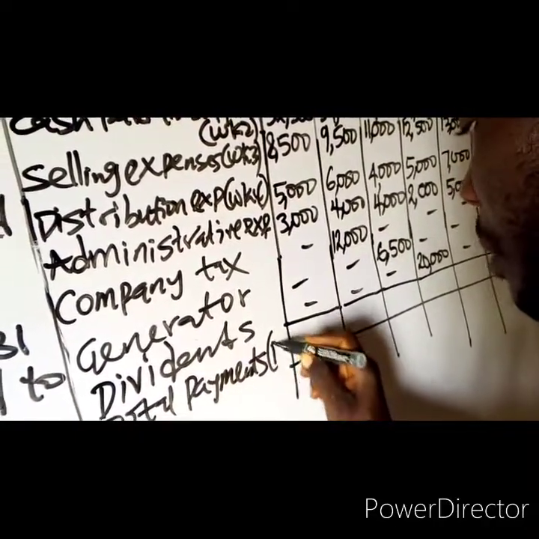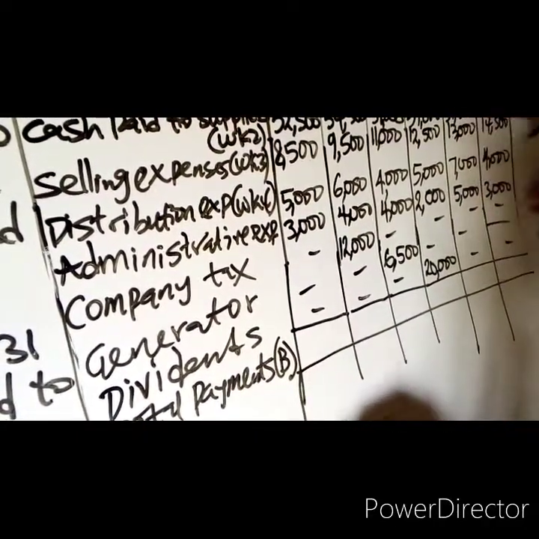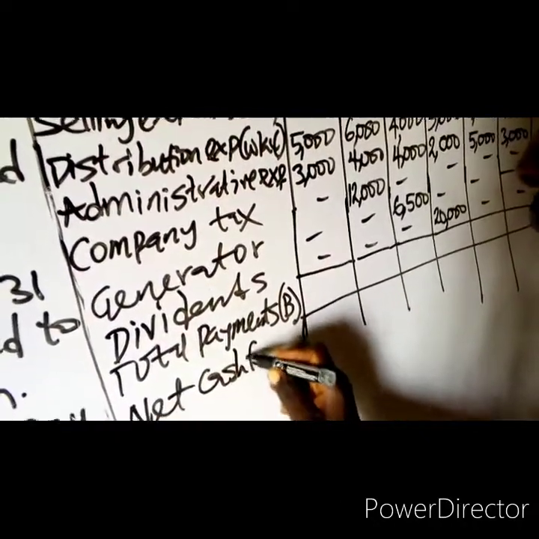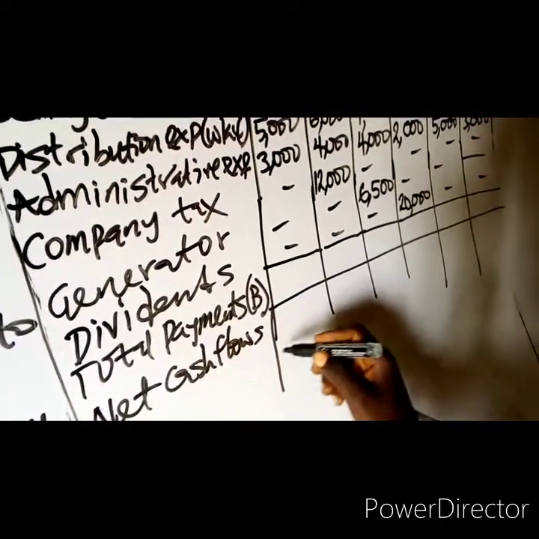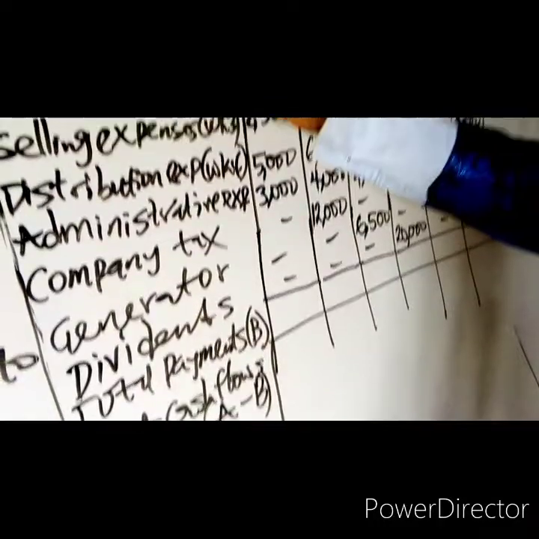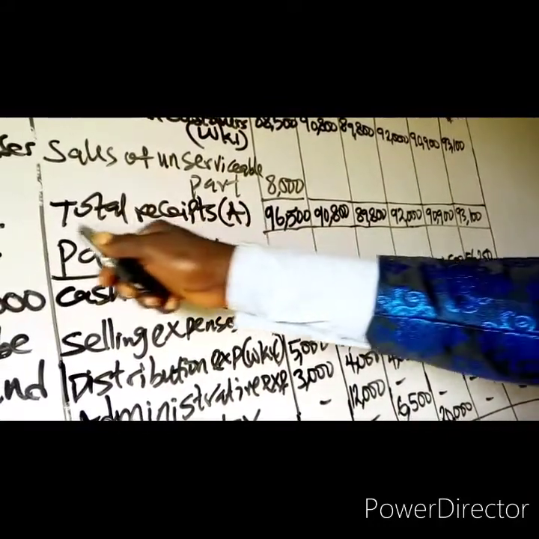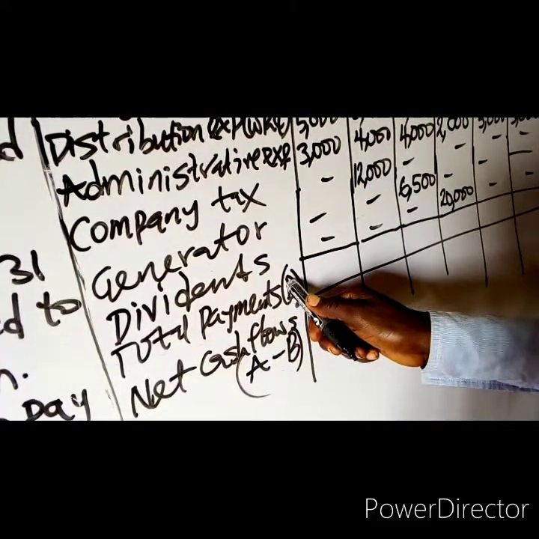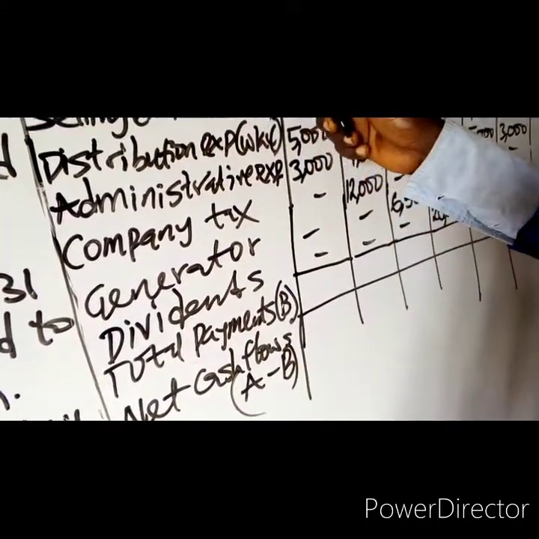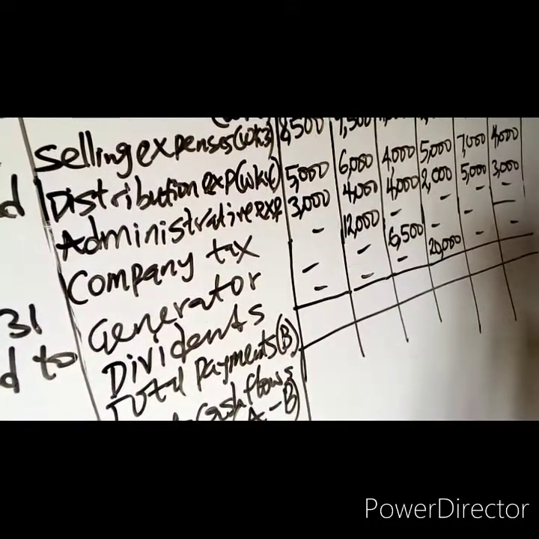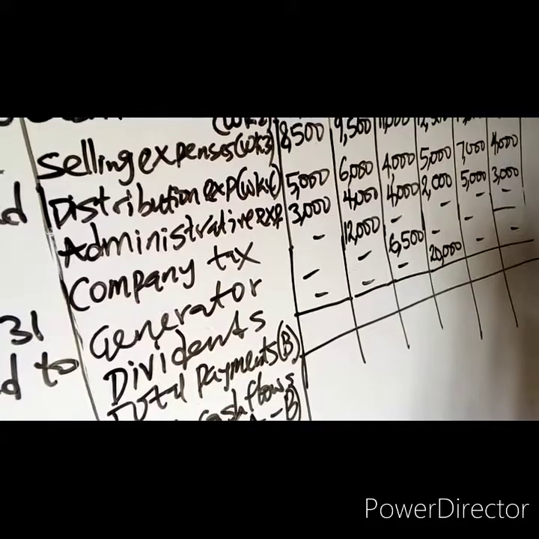Let me have the total payments to be B. Then you now have net cash flows, which will be A minus B. Remember, our A is total receipts, while B is total payments. So when you subtract the total payments from total receipts, you have the net cash flows. That is A minus B.